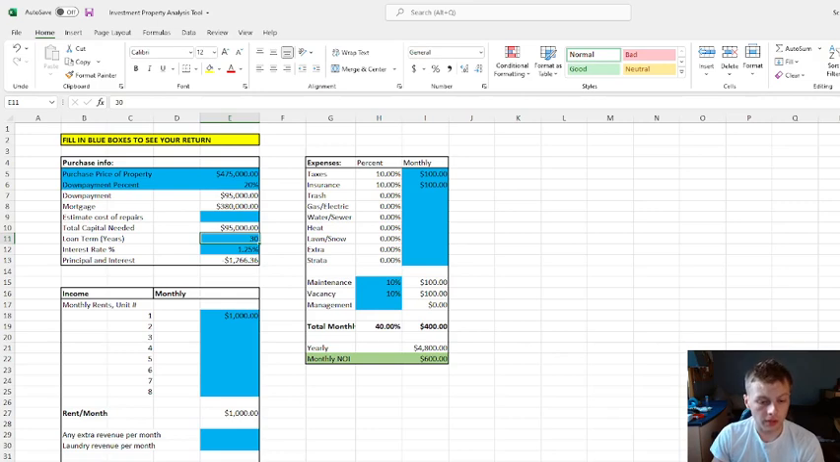The loan term is generally 30 years, and currently interest rates are between 5 and 6%. They're actually fairly high. They used to be 3% earlier in 2022, but right now they're about 5.3% roughly, with expected increases in the near future.